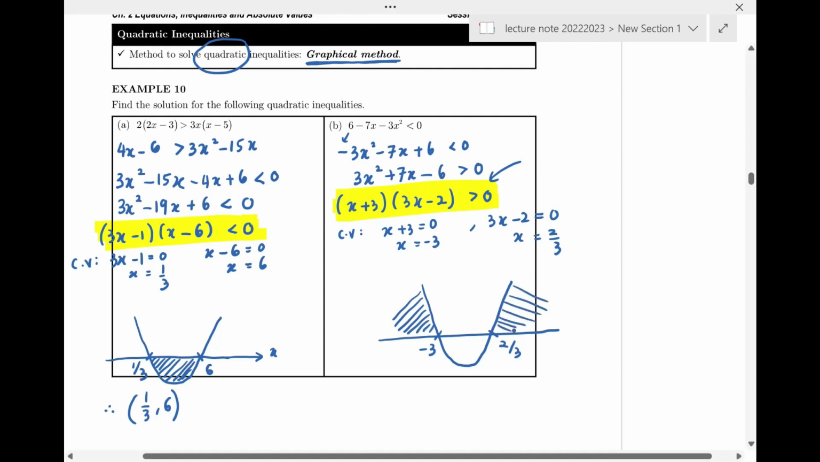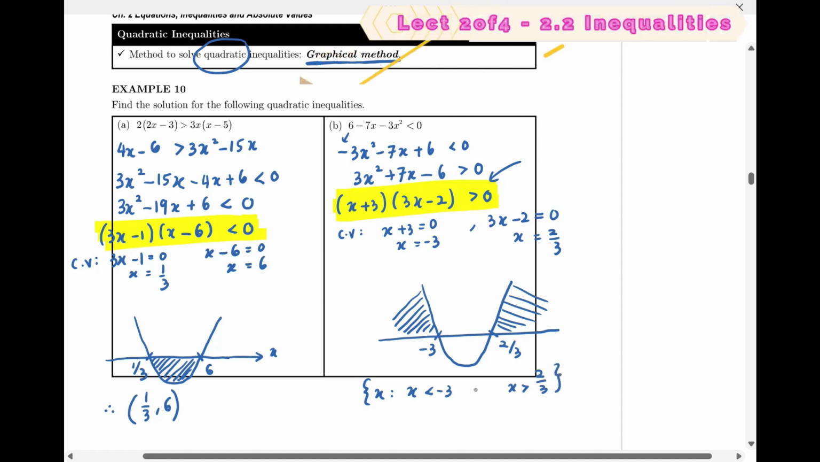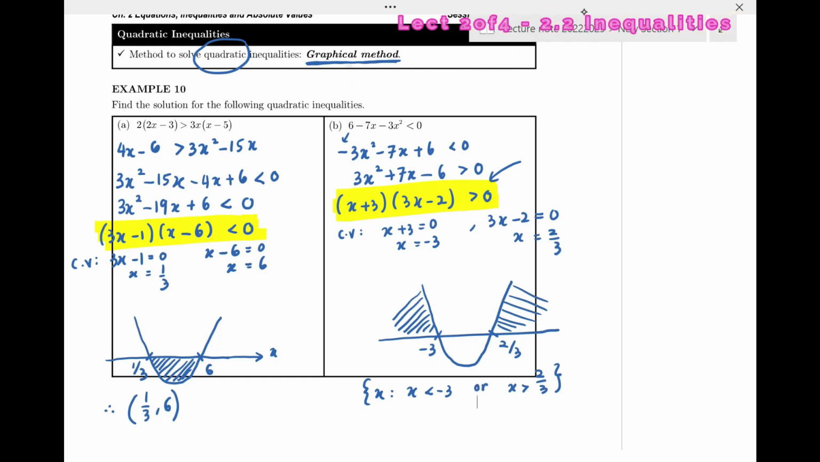line. Okay, so the answer is, if I put this in a solution set, I will have first x less than negative 3 and also x greater than 2 over 3. So what do we put in between these answers? So we put or. And then we are done.